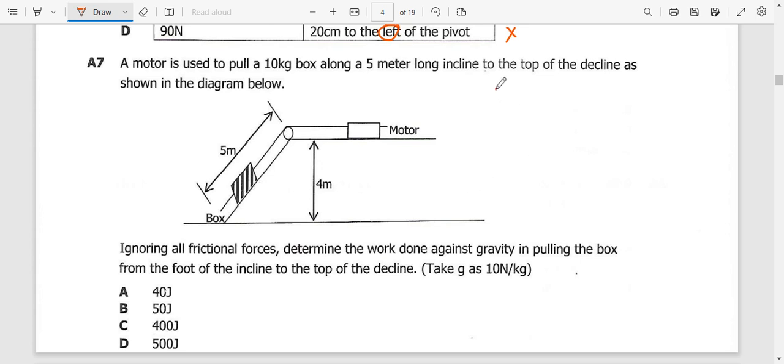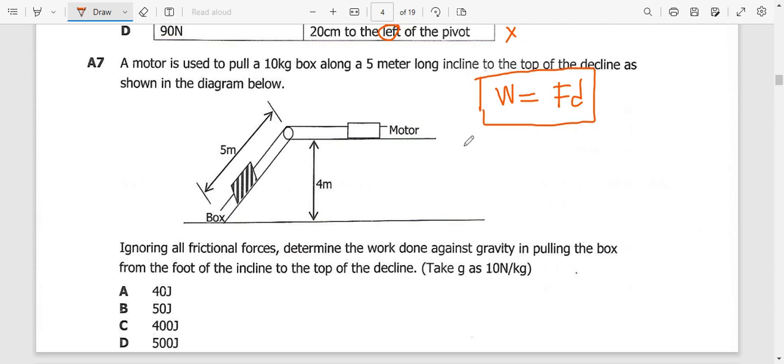Now, do you know any formula for finding work? Okay, so work can be given by force times distance. That is one formula that you're able to use when you want to calculate work. Now, you use this formula when something is moving on the ground. But if you have got something going up, work is given by mass times gravity times height. It's the same as potential energy.